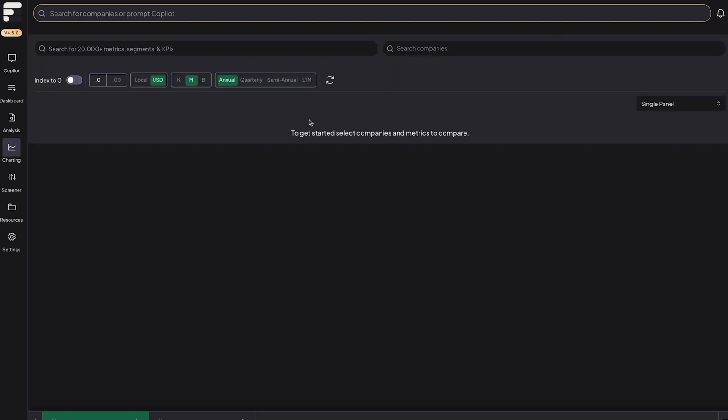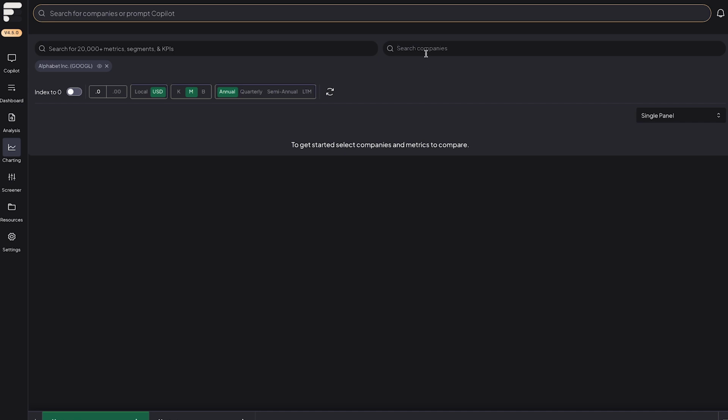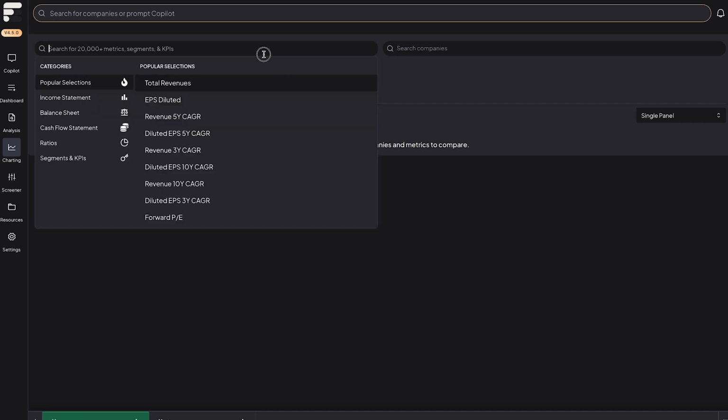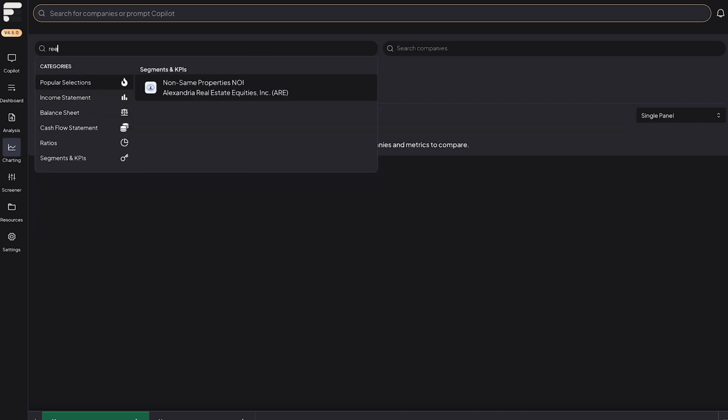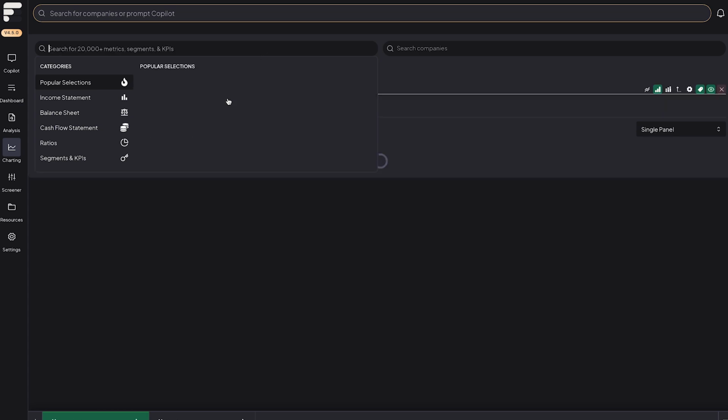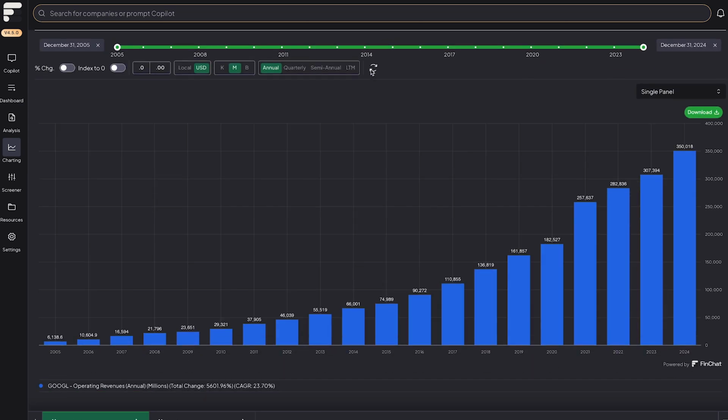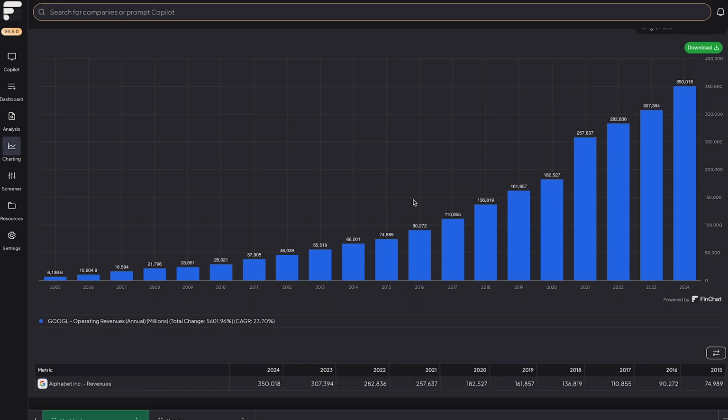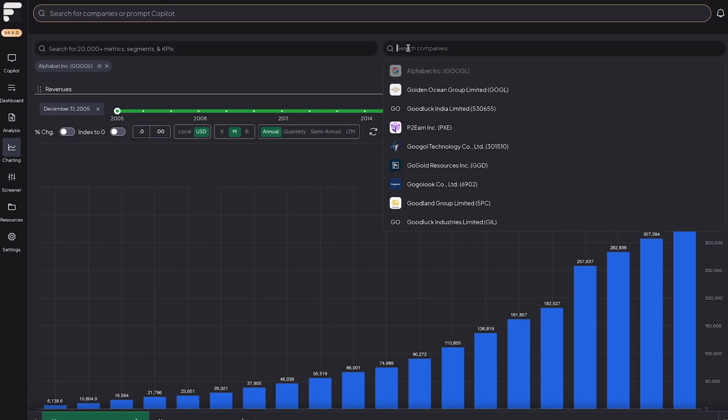Here we could compare different metrics to different companies and we could just do so much with it. So let me start by adding Google to it. And let's have a look at revenue, just as an example of a metric. Google's revenue has been increasing every single year since 2015 or since it came out. But I want to know, how does that compare against something like Microsoft? So I would just search for Microsoft.